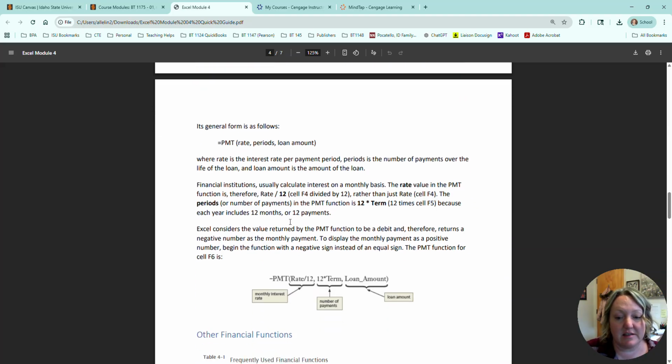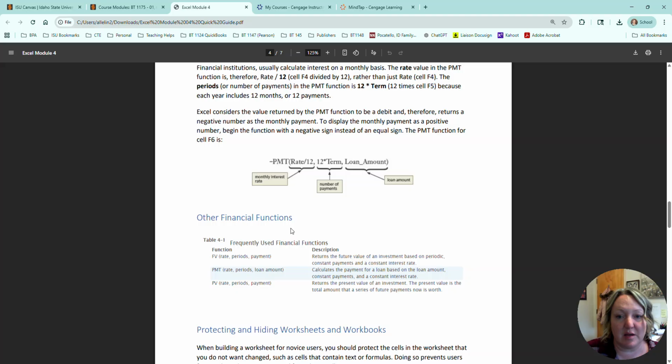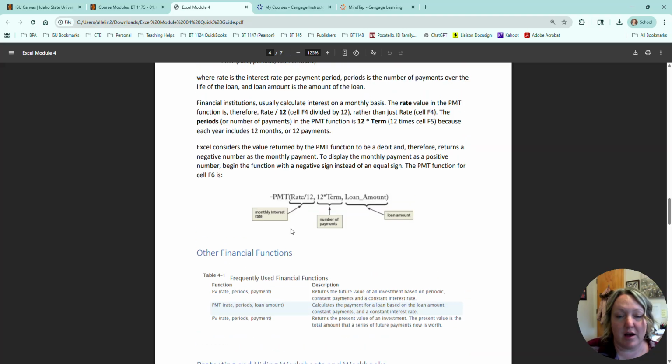The key to this is depending on the type of loan, if we're talking about a loan that has a monthly payment, you're going to have to divide the rate by 12. So what you have to do is take the rate and divide it by 12 months for Excel to calculate the rate right. So this is what your function would be. You would have the rate divided by 12.